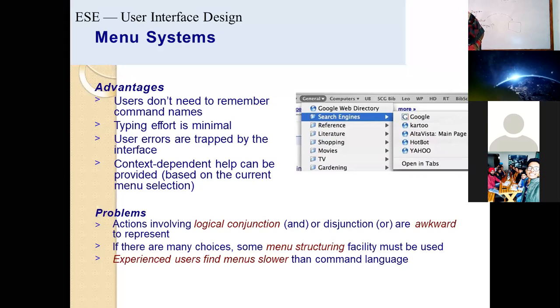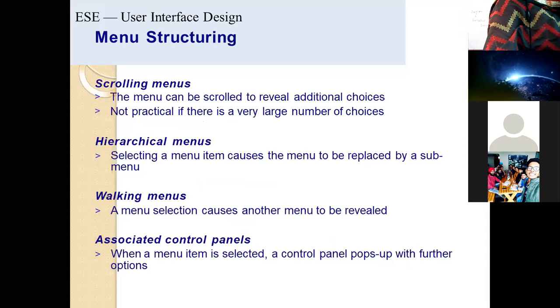If there are many choices, some menu structuring facility must be used. So if there are many choices for a particular menu, there should be some kind of structuring facility available. Next, experienced users find menus slower than command language. There are people who feel the menus take longer than typing the command, because they know all the commands and are very familiar with command languages. So finding menus is difficult for such people.